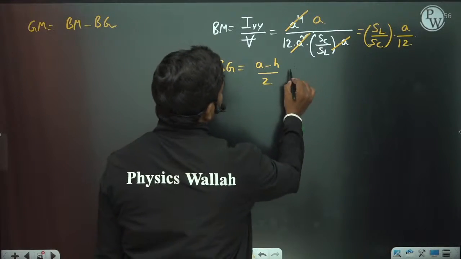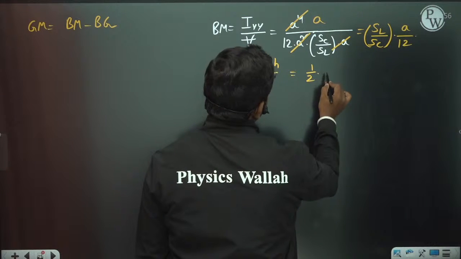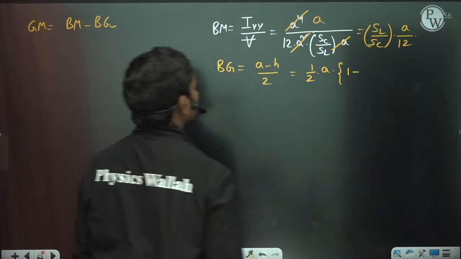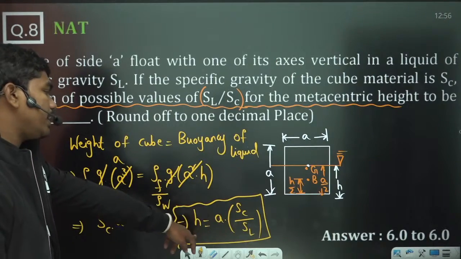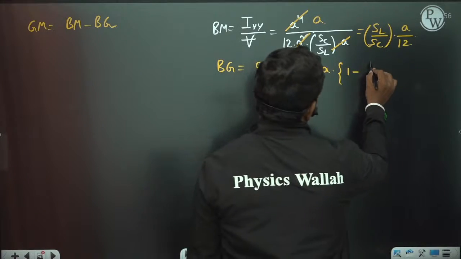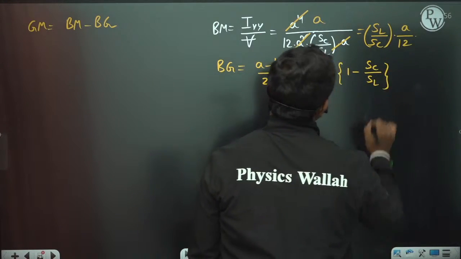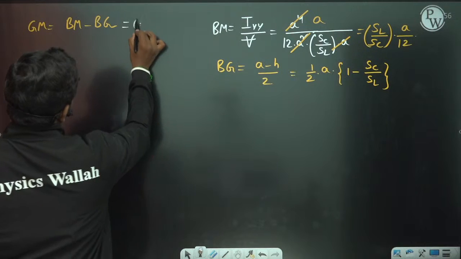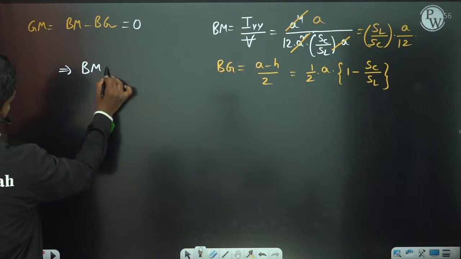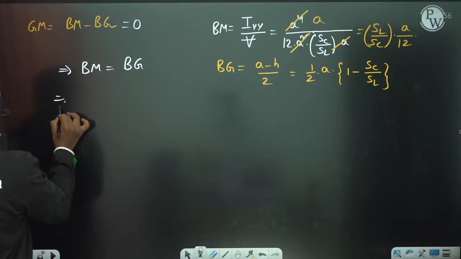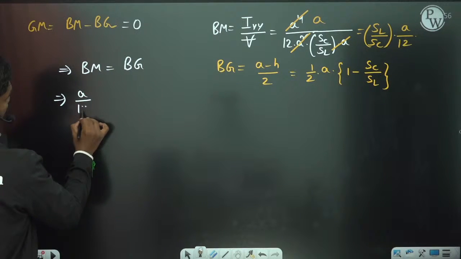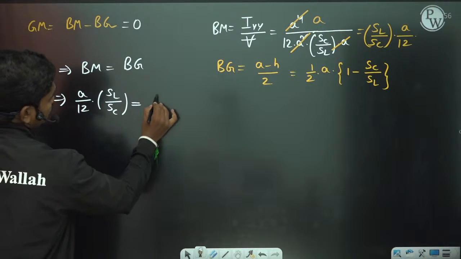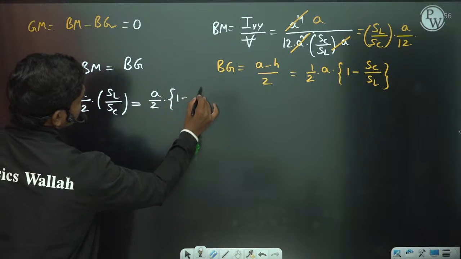If you simplify A minus H by 2, and take 1 by 2 times A out, then it is 1 minus H by A. So what is the value of H by A? SC by SL. So this is A by 2 times 1 minus SC by SL. Now GM is equal to 0. This means the metacentric radius should be equal to the difference between the centroid and the center of buoyancy. So BM, A by 12 times SL by SC, is equal to A by 2 times 1 minus SC by SL.